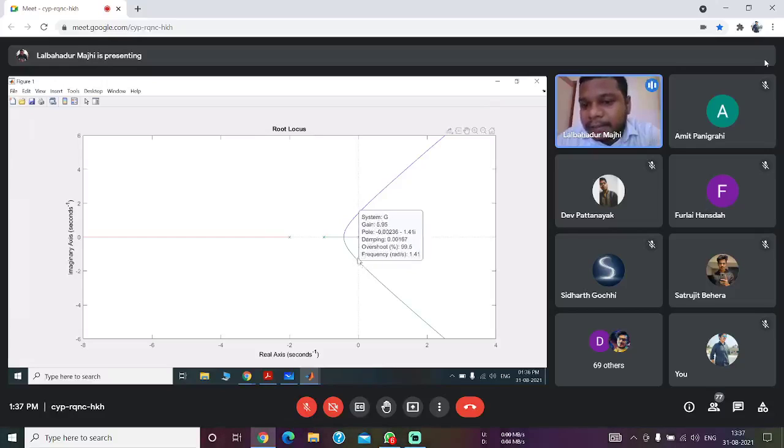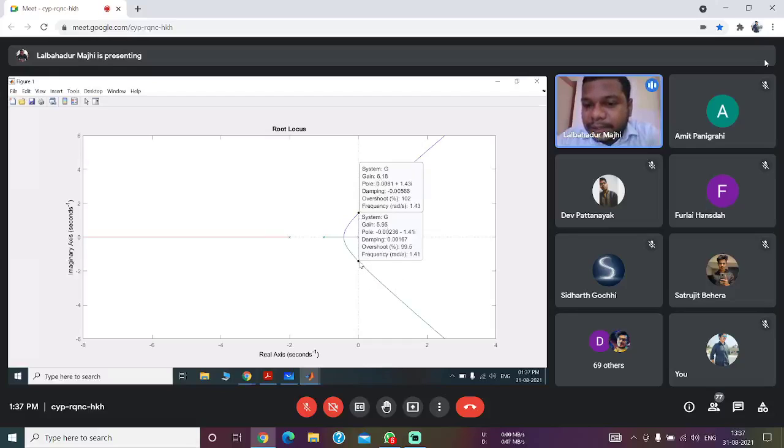I may not have clicked at the right point. So let's say at this point the gain is 6. That means the location of poles are now at this point. So we can say at the value of gain k equal to 6, we are getting a marginally stable system, because at that time our two poles are lying on the j omega axis. So at this time it will be marginally stable.